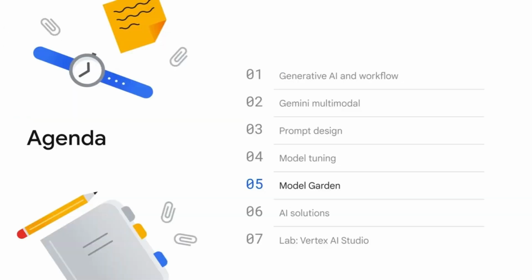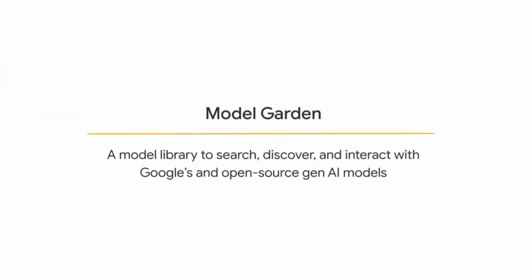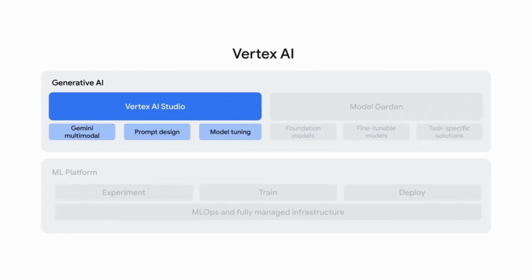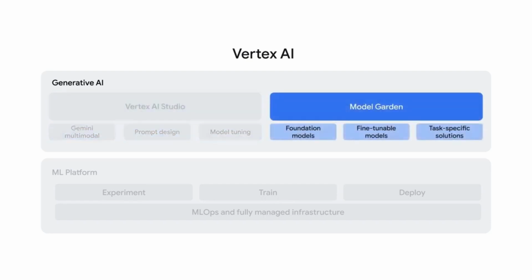In addition to Vertex AI Studio, Model Garden with Vertex AI offers access to a wide range of Gen AI models, not limited to those developed by Google. Model Garden is like a model library where you can search, discover, and interact with Google's, third-party, and open source Gen AI models. When you want to build, train, and fine-tune Gen AI models in a comprehensive environment supported by both UI and coding, Vertex AI Studio can be a good start point. However, if you want to quickly find and apply the right model to solve a problem, Model Garden is a good choice.